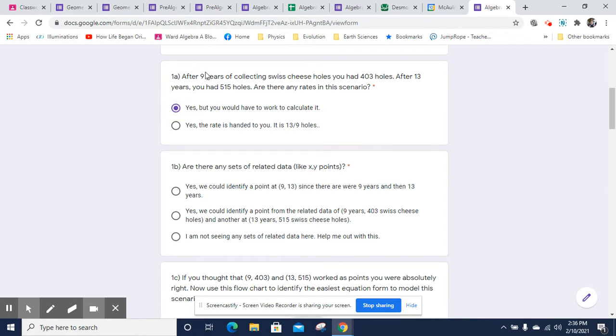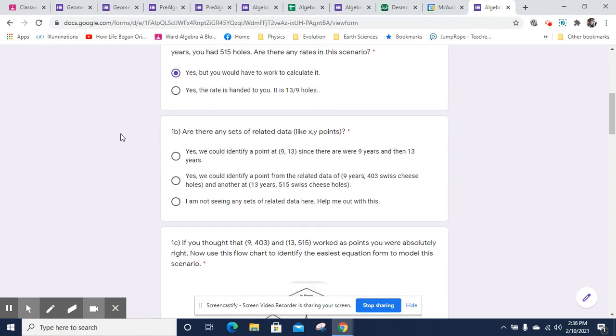We could find a rate in this situation from 403 holes to 515 holes over from 9 years to 13 years, which would end up being a slope. But you'd have to work to calculate it, and you'll probably need to for this situation. But we'll come back to that.